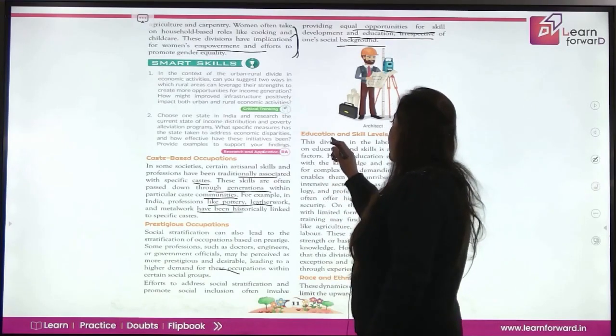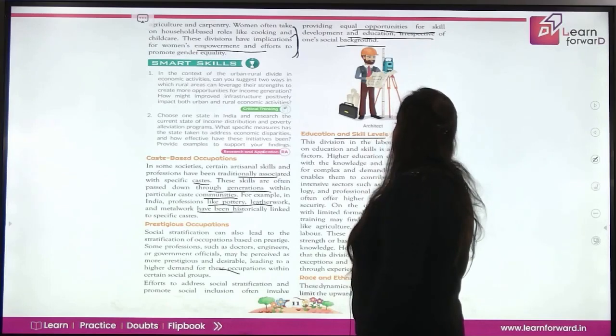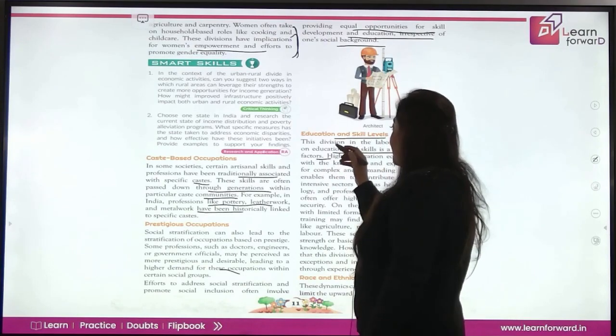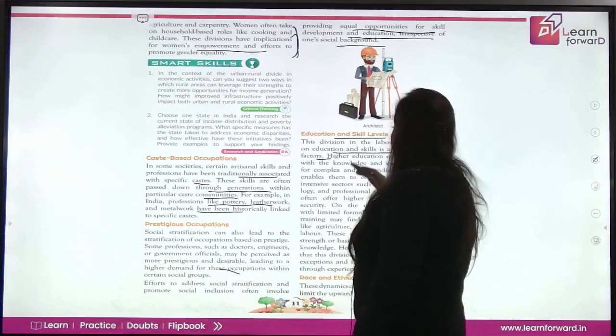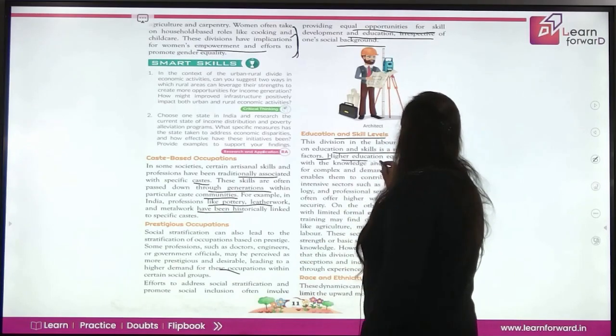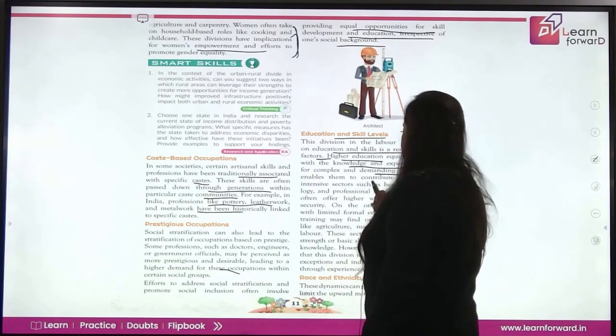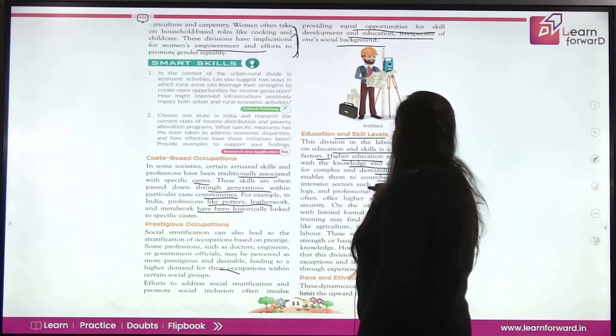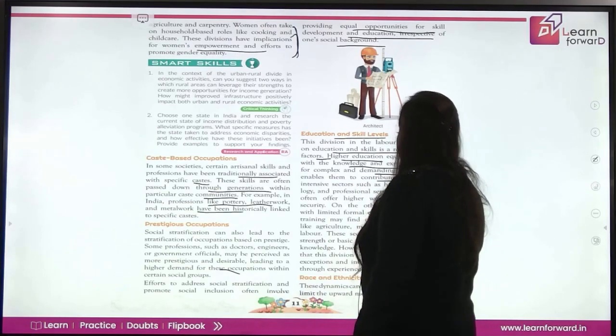Now let's come to education and skill levels. This division in the labor market based on education and skills is a result of various factors. अब education और skill से कैसे ये affect हो रहा है. अगर आप highly educated हो और आपको बहुत knowledge और expertise है तो obviously आप अच्छे professions को grab कर सकते हो. इससे आपकी knowledge है वो contribute करेगी. ऐसे बहुत सारे sectors हैं जैसे health care है, technology है, professional services है. आपको higher wages मिलेंगी, better jobs मिलेंगी.